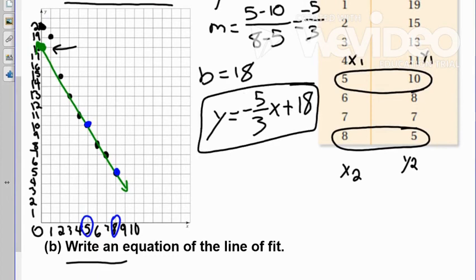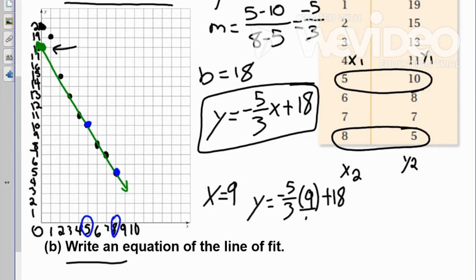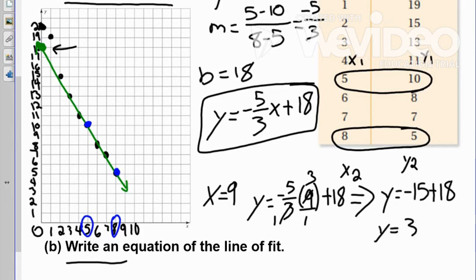I do not want to do part C for this one, so you can skip that, but we are going to figure out what it would be for the next value of x equals 9. So we're going to plug that in. 3 and 9 can be divided out by 3, so I get negative 5 times 3, and that's going to be negative 15 plus 18, so y should equal 3 based on our data model. All right, hopefully that made sense.